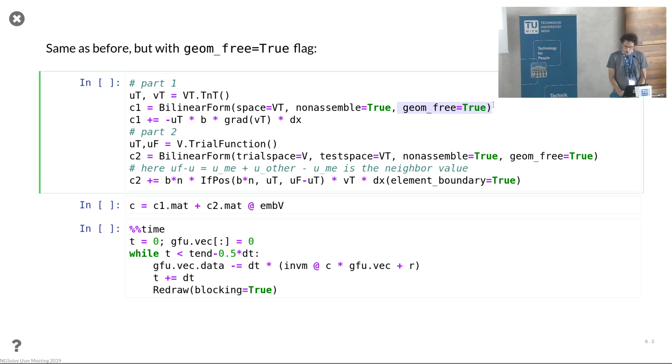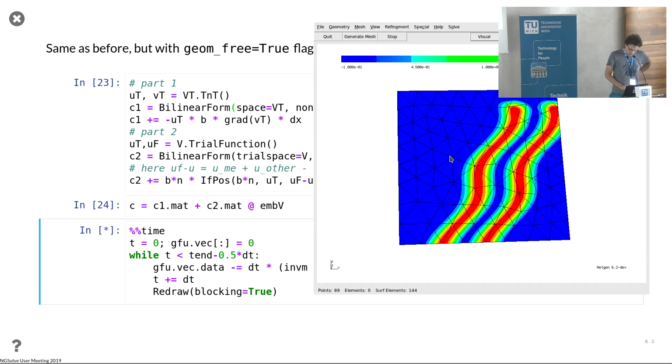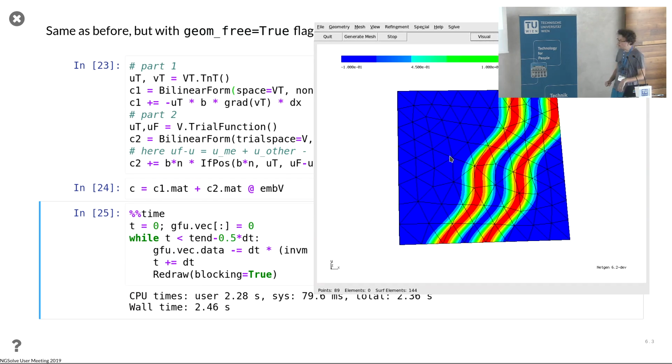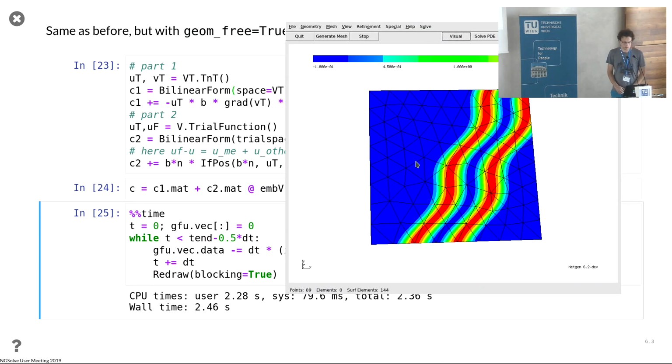Now we added the flag geometry free equals true in the constructor of those. If we do this, we are now approximately twice as fast, so it's 2.5 seconds. So this is good.